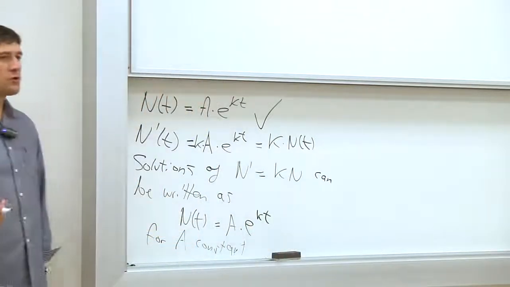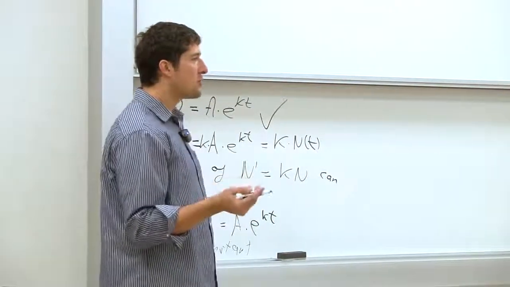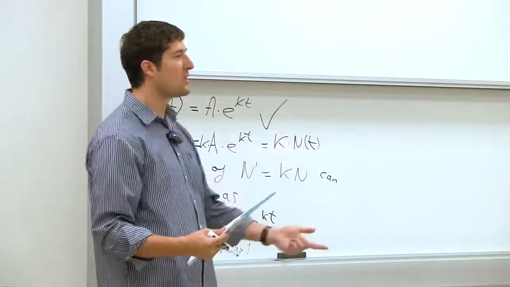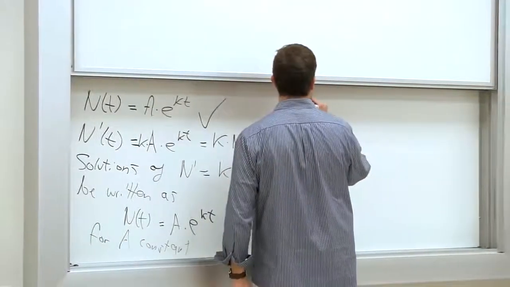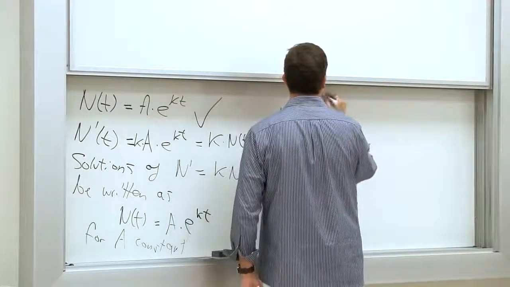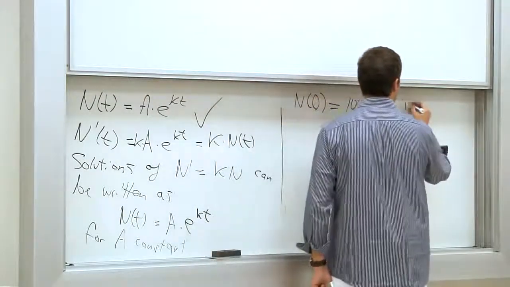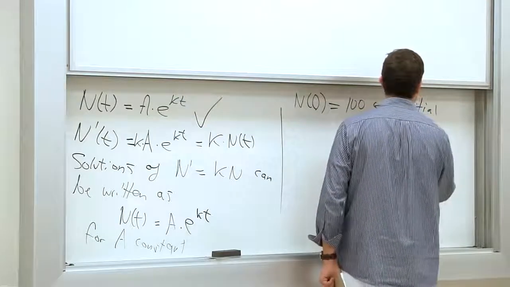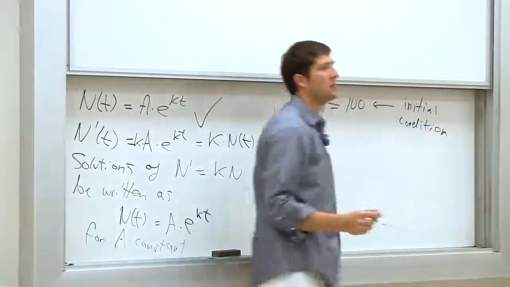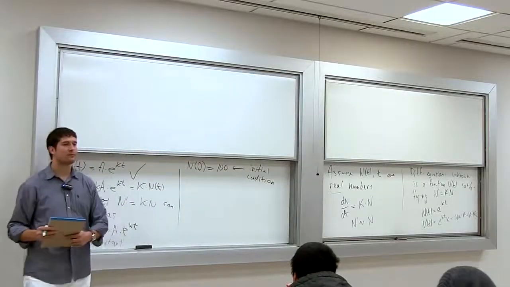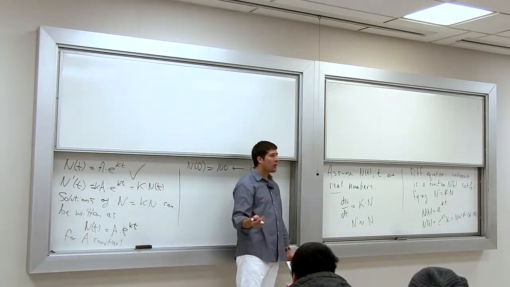Okay. Now usually we provide what's called an initial condition. Okay? The initial condition is the original population, the population at time 0 or the population at time 10 or whatever. So for example, n of 0 equals 100, we call this the initial condition. And the initial condition can be used to figure out the constant A. Okay? So if we're given n of 0 is equal to 100, then how can we figure out A?